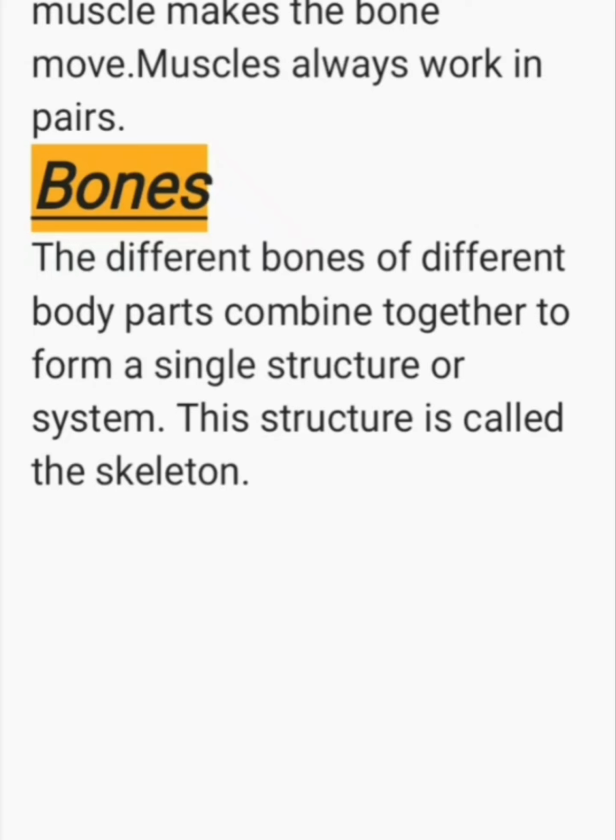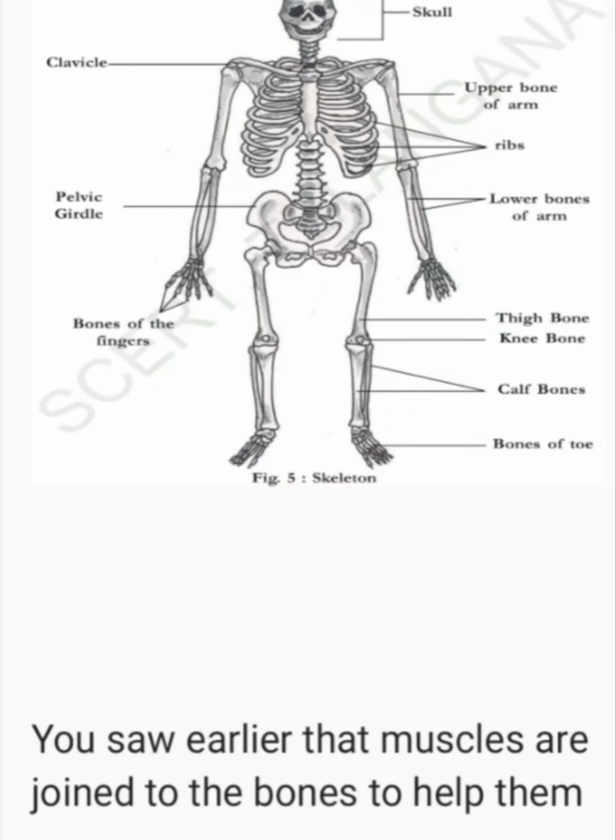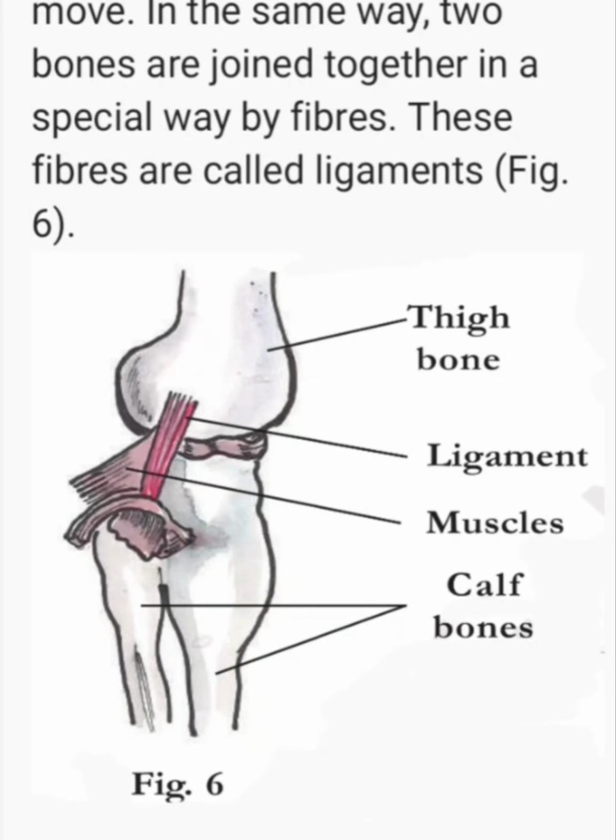Bones. The different bones of different body parts combine together to form a single structure or system. This structure is called the skeleton. You saw earlier that muscles are joined to the bones to help them move. In the same way, two bones are joined together in a special way by fibers. These fibers are called ligaments.